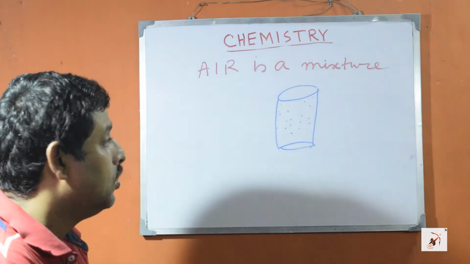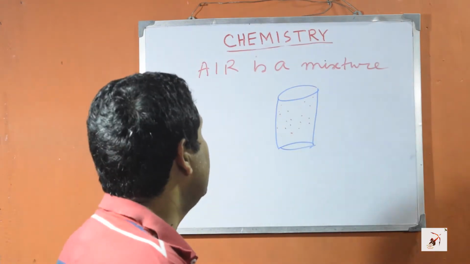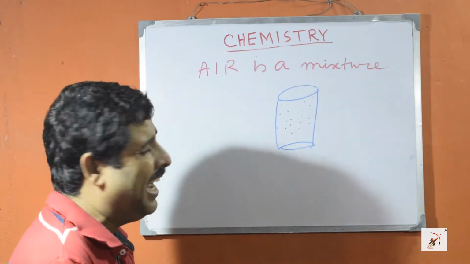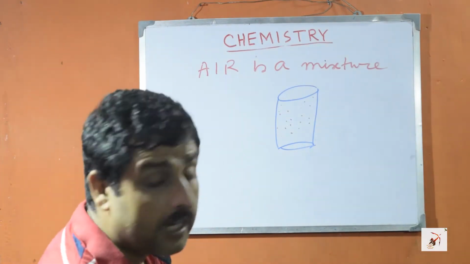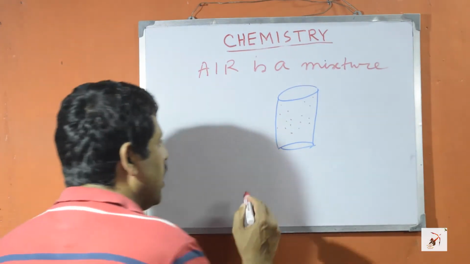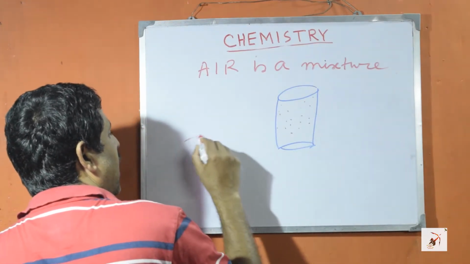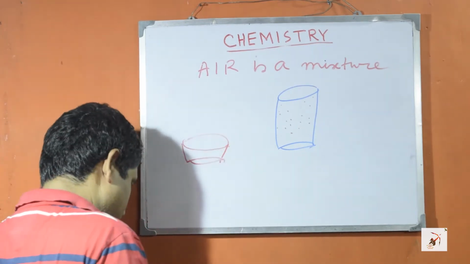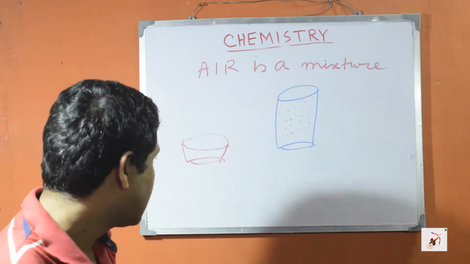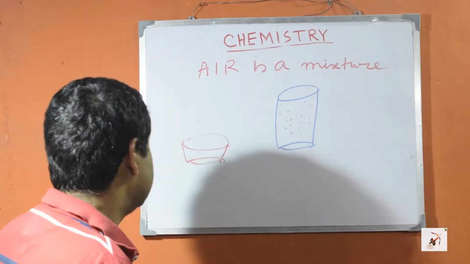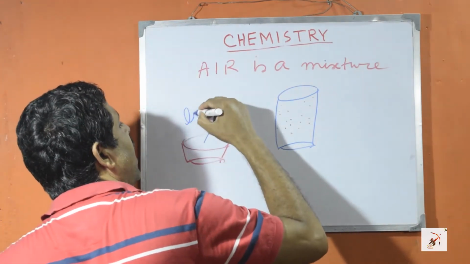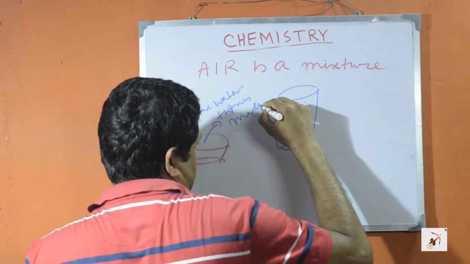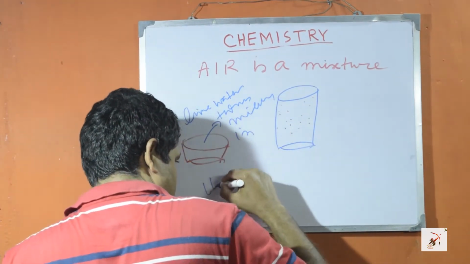So air, which generally appears to be a compound because of its general homogeneity, is actually a mixture. Another proof can be given that air contains carbon dioxide. How to prove? If we take lime water in a bowl and keep it in the open air, it turns milky. Lime water turns milky in the open air.